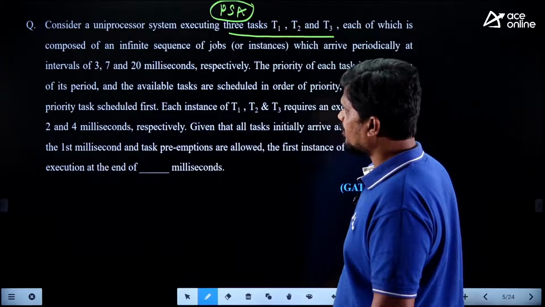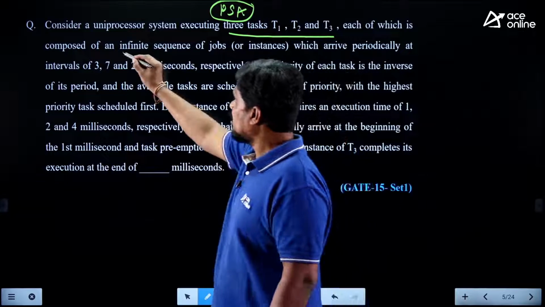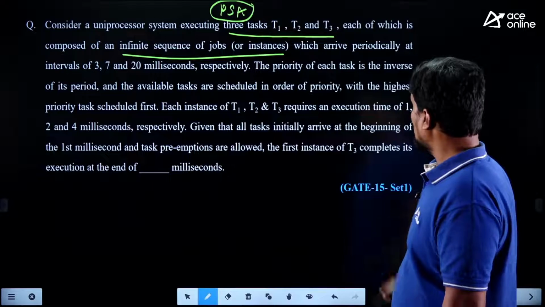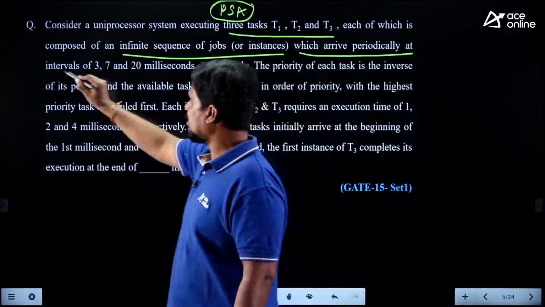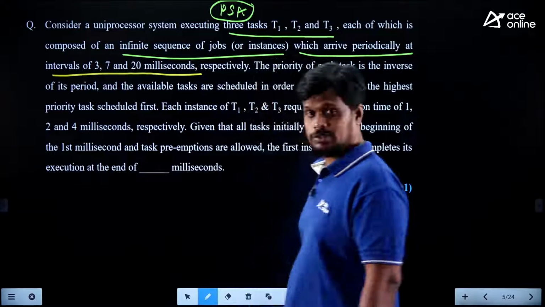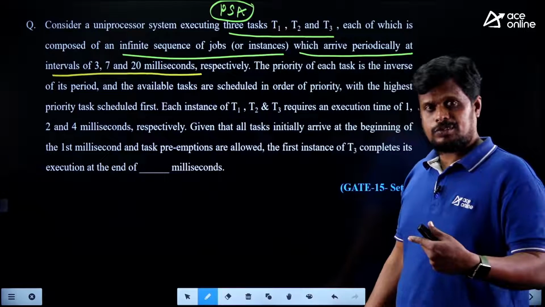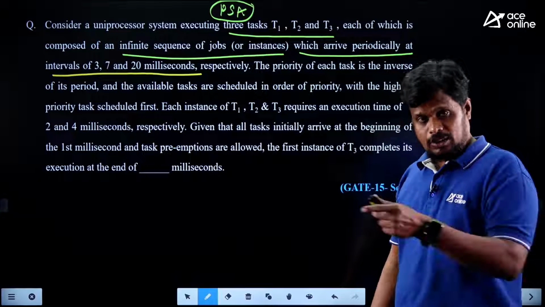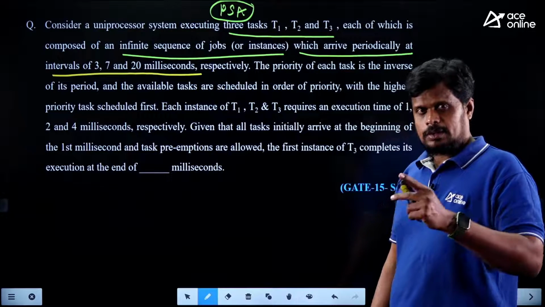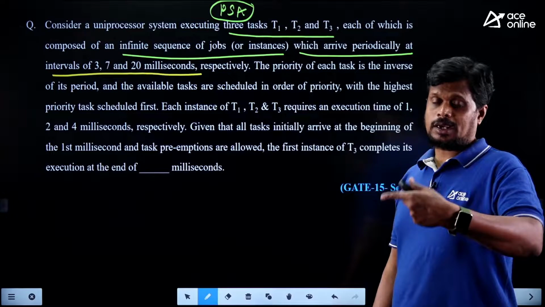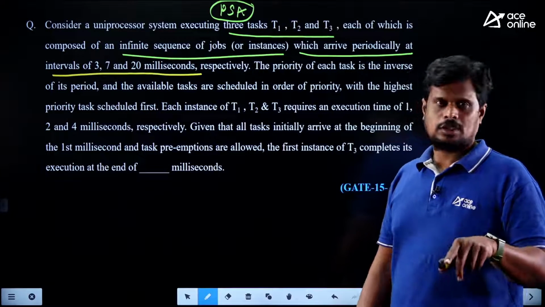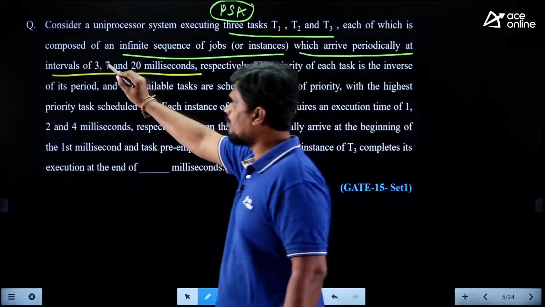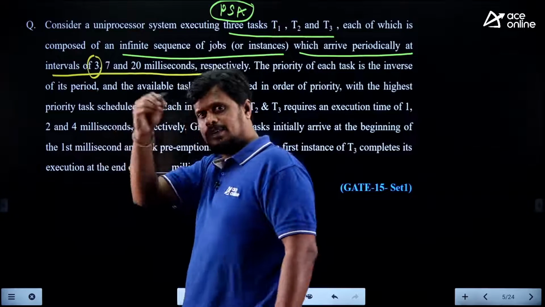Each of which is composed of an infinite sequence of jobs. It means that we can have an infinite number of instances of T1, T2, T3, which arrive periodically at intervals of 3, 7, 20 milliseconds. What does it mean? Let's say T1, T2, T3 all arrive at 0. Then T1 can again enter the ready queue at 3, and again at 6. For every 3 intervals, T1 can enter the ready queue.